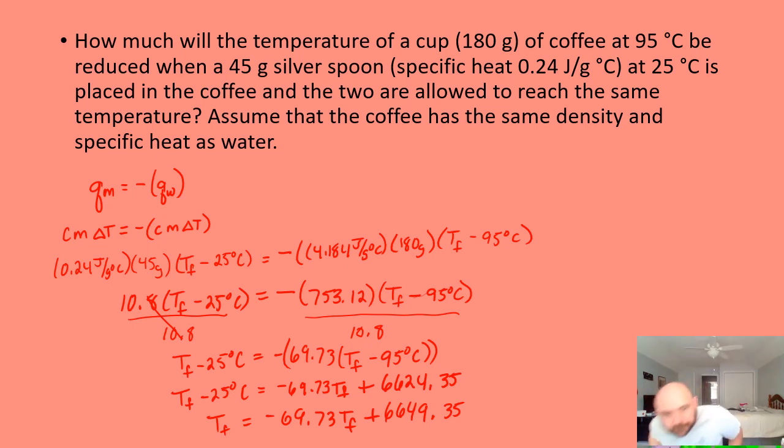Now we can move negative 69.73 TF over to the other side. That's 1 TF on that side. So when we add 69.73 TF to both sides, we will have 70.73 TF equals 6649.35. Ooh, we finally got our TF down to one last figure. Well, the last thing we need to do is divide 6649.35 by 70.73.